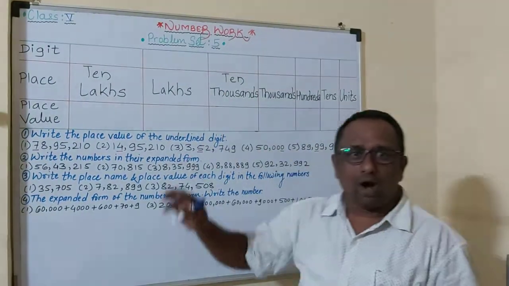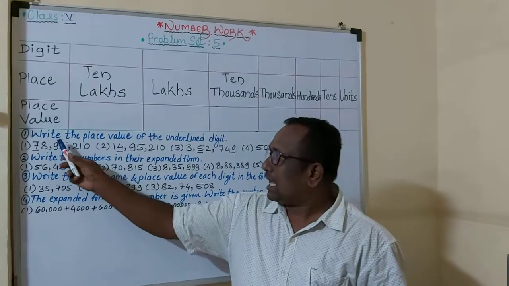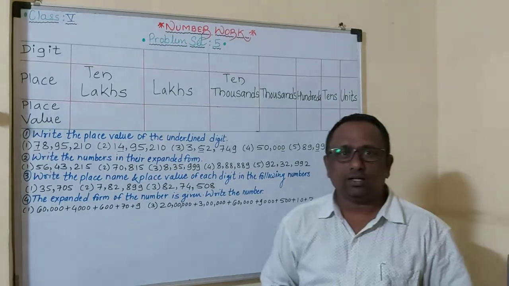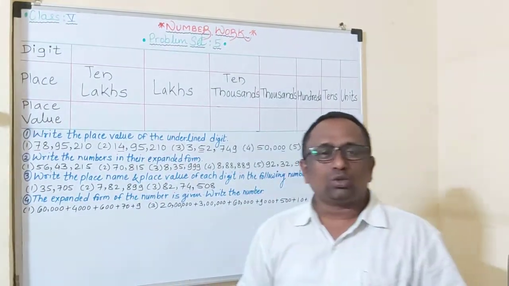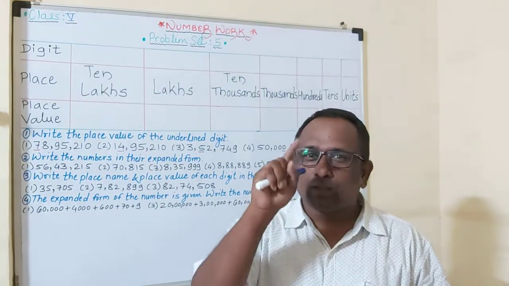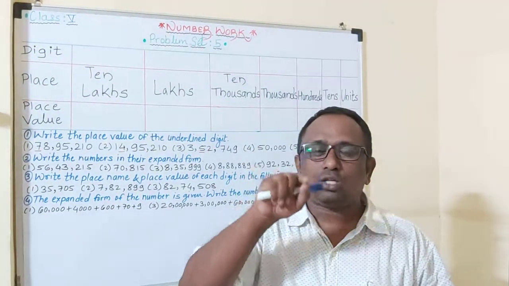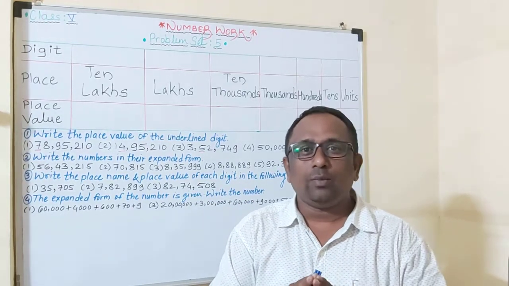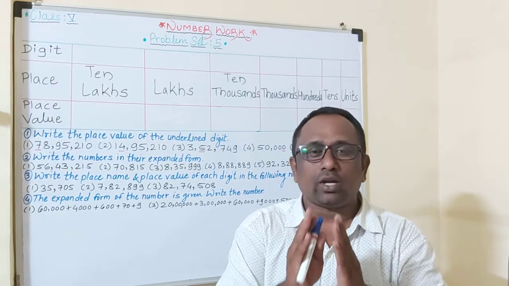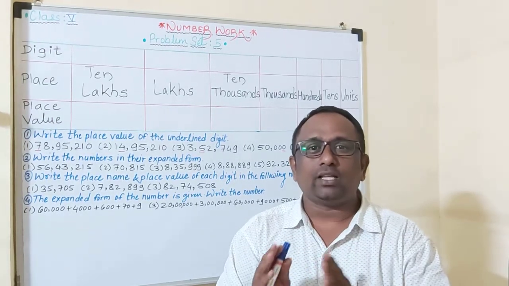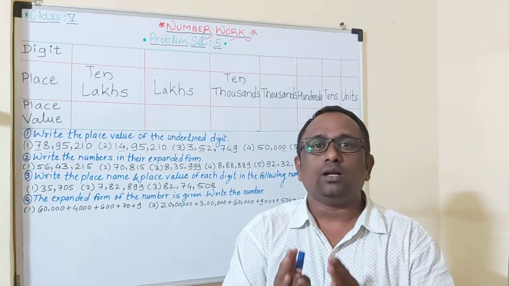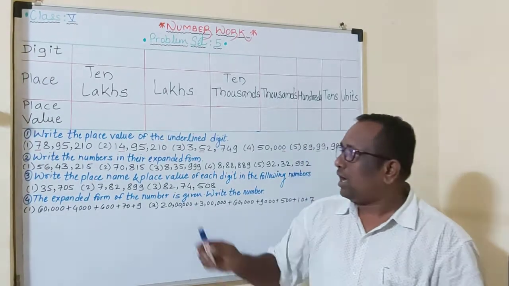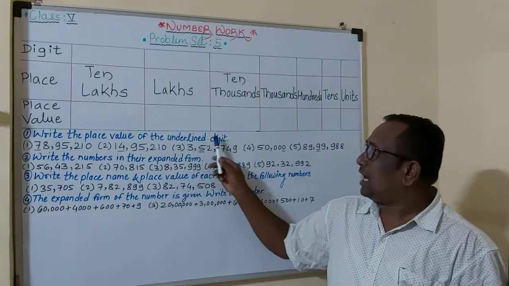So in problem set number 5, the first question is: write the place value of the underlined digit. When I gave the note, students, that time I gave one example of the number 7. There I showed you unit place, 10 place and the place value also. Place value means where that number is located. We have to write the value, whether that is in the 100 place or in the 1000 place, lakh place. Okay, like that.